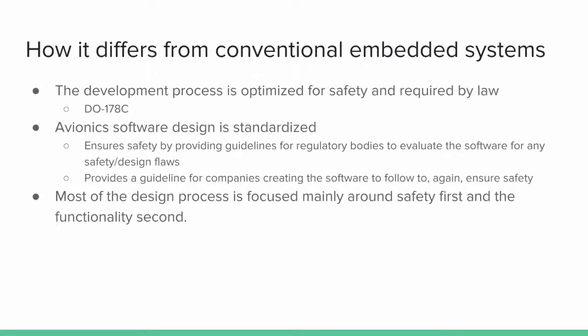Now, avionics software design is standardized. Like mentioned earlier, you have the DO-178C, and all companies have to follow that guideline. It provides a guideline that the companies can follow to ensure that everything is made up to code and is safe. Most of the design process is focused around safety, which of course, if you're going to be riding in an aircraft, you want the software that might be controlling the aircraft to be designed with safety in mind first, rather than just the functionality.